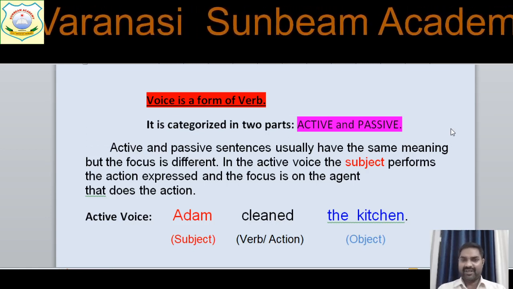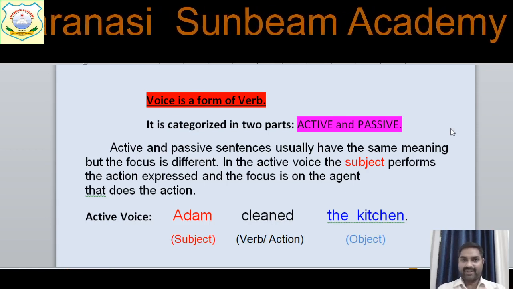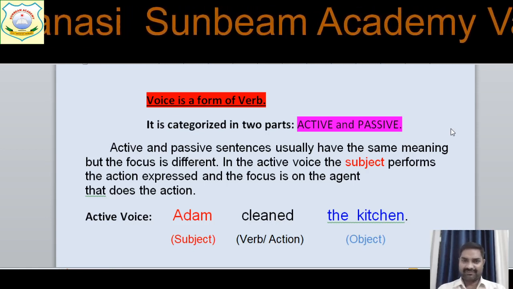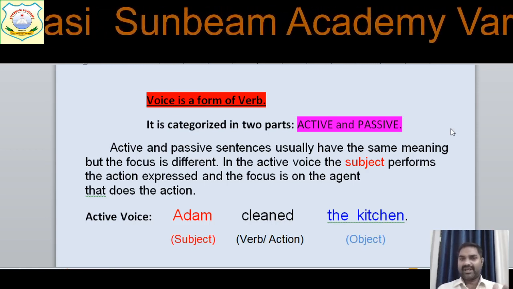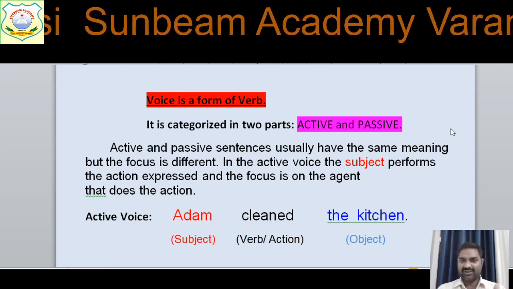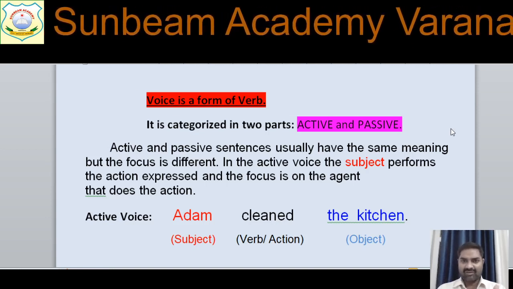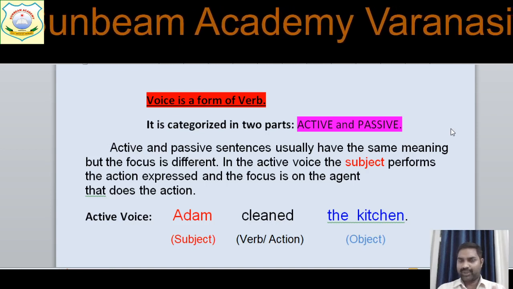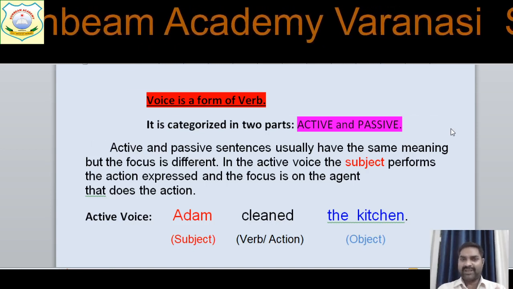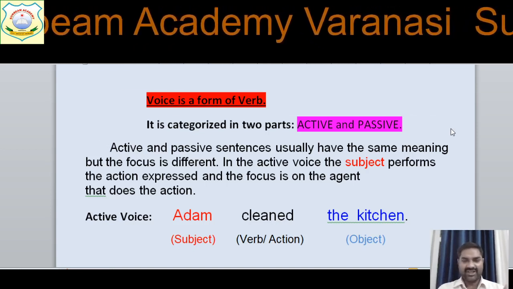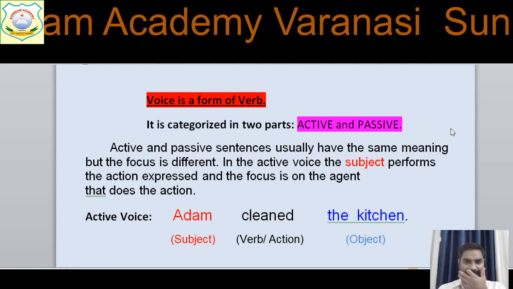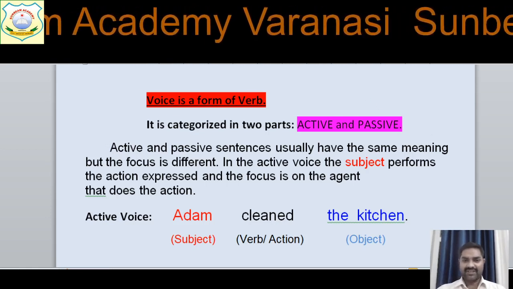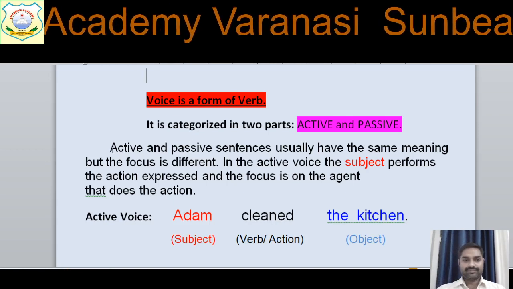Ramesh is doing the activity of riding a motorbike. So there are two things: the subject, the person who is doing the activity, and the verb, which shows the activity. And the object is what receives the action done by the subject. It is shown here on the screen. You can see even here what is written.